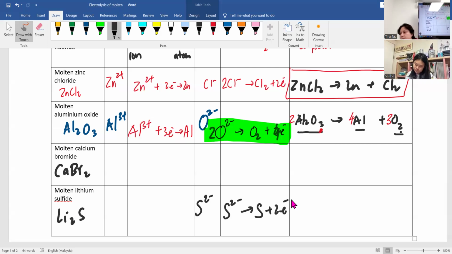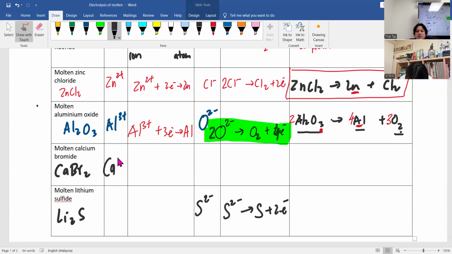No, it's just Li because it's a metal. Metal only exists as atom. Okay? Metals only exist as atom. For atoms, you cannot put numbers behind.